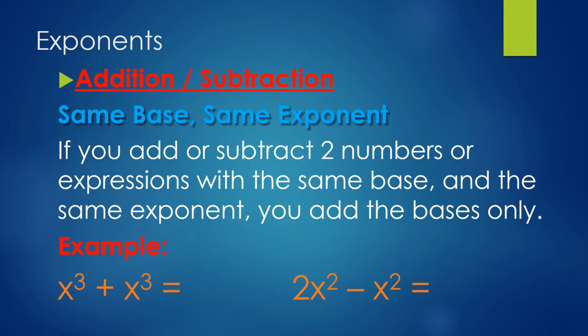This would be 1x to the third plus 1x to the third, so 1 plus 1 would be 2x to the third. In subtraction, we're going to subtract the bases. So we have 2x squared minus 1x squared. We're going to leave the exponents alone and just leave it as x squared.